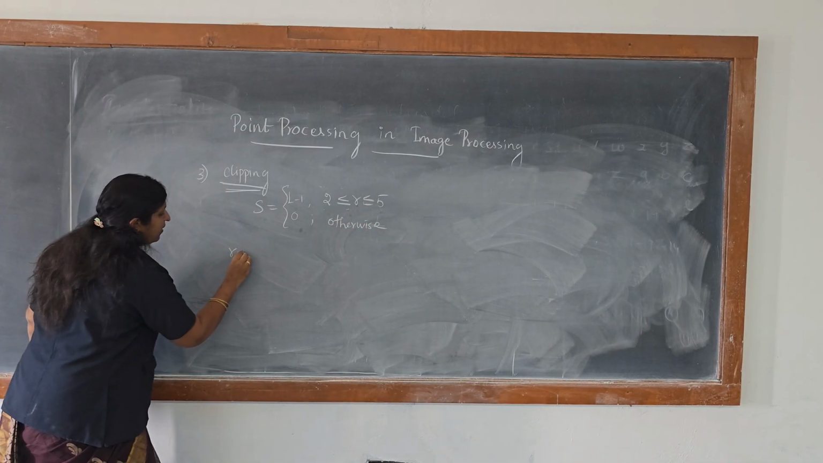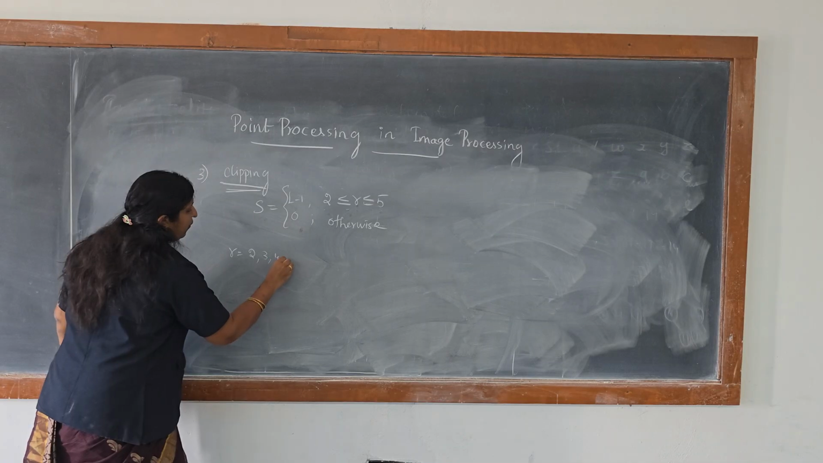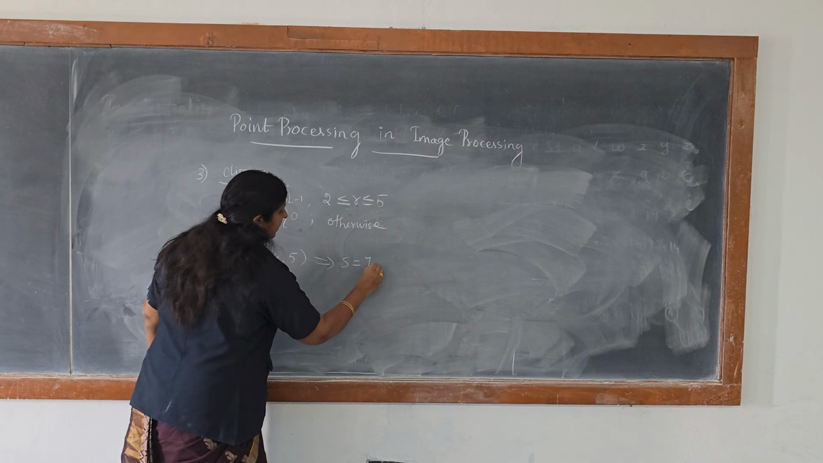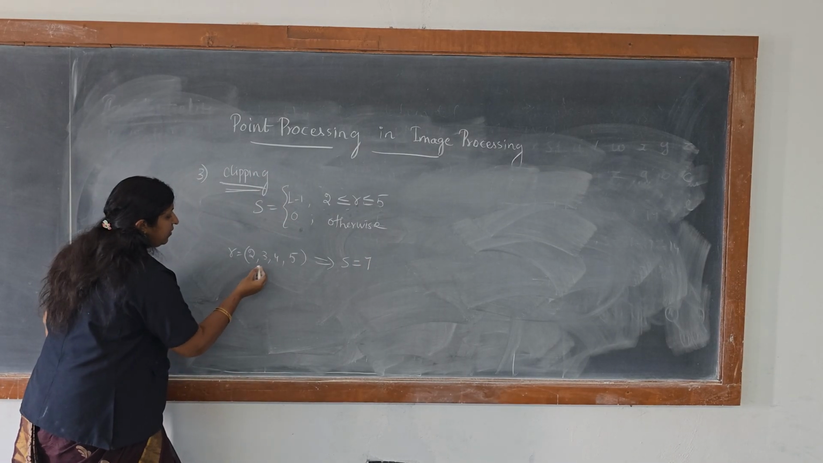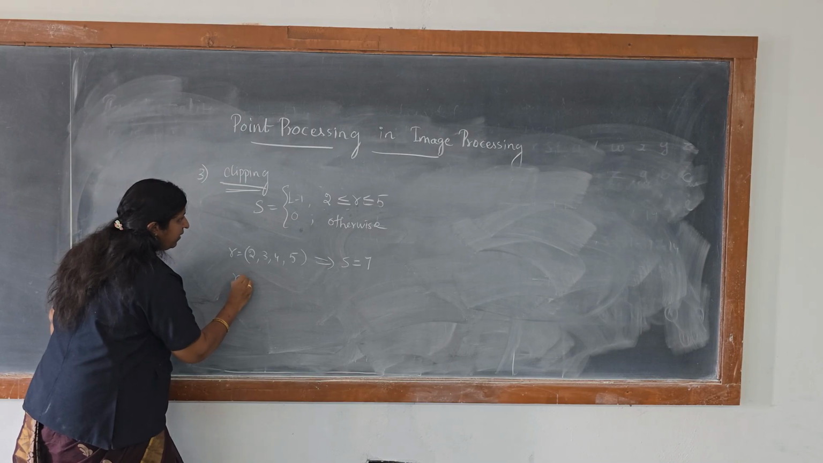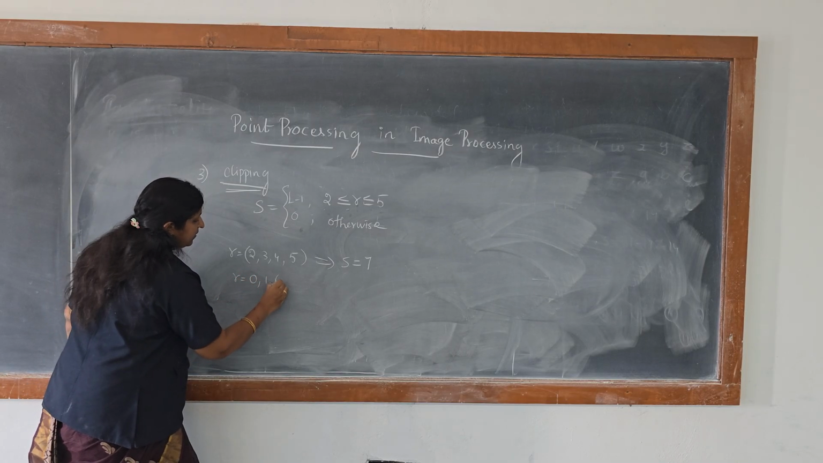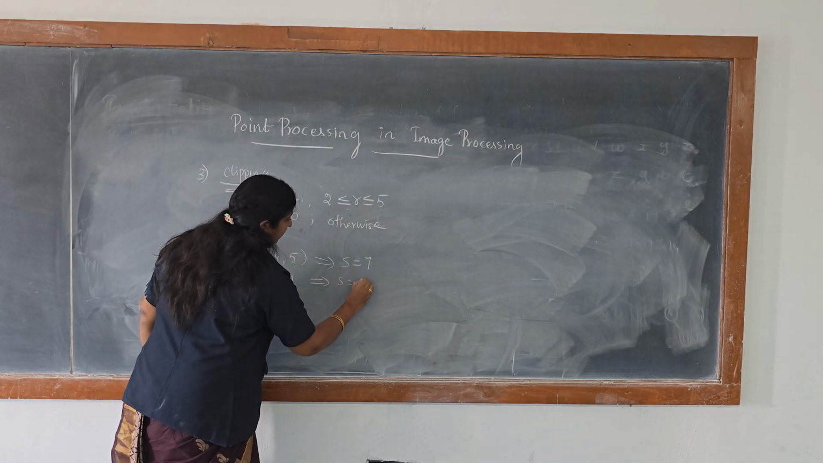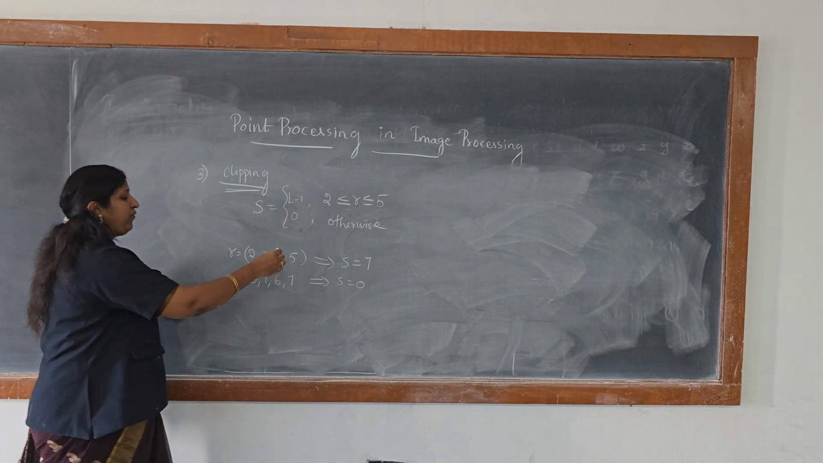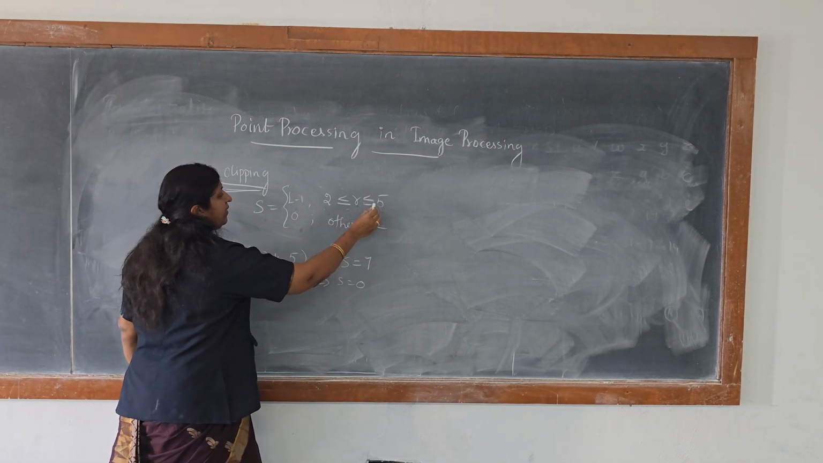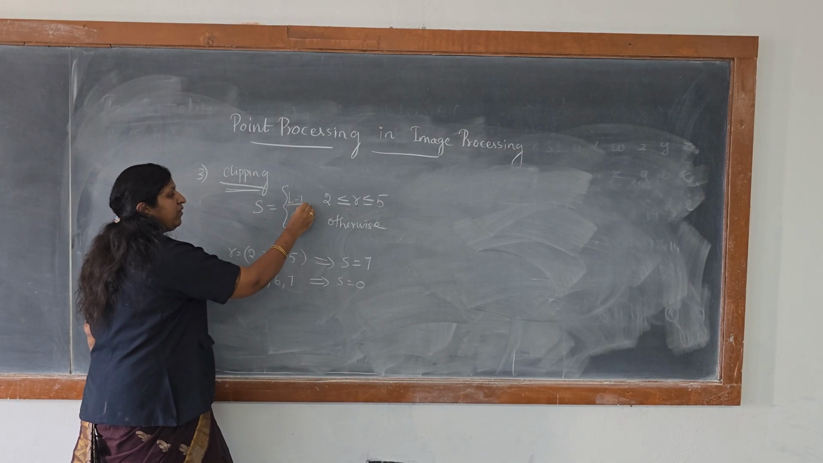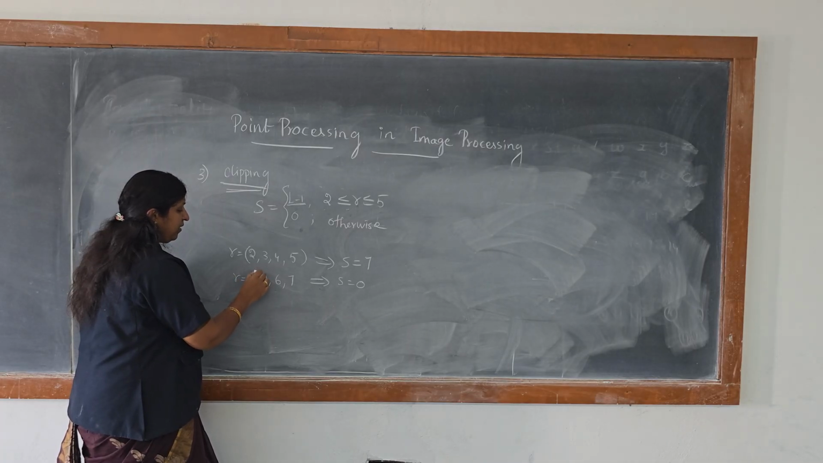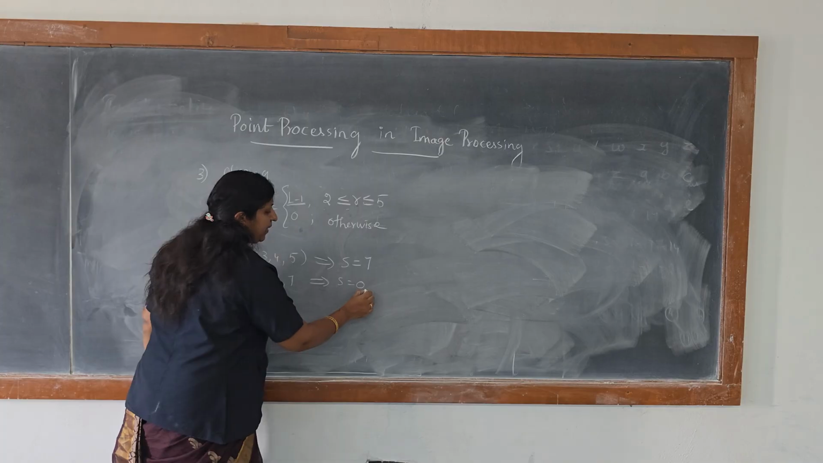That is, if R is equal to 2, 3, 4 and 5, then the S value will become 7. And for all the remaining values, that is, if R is equal to 0, 1, 6, 7, the S value will be 0. So it is a simple relation: if R lies between 2 and 5, then the S value will become L minus 1. For all the remaining values, that is 0, 1, 6, 7, the S value will be 0.